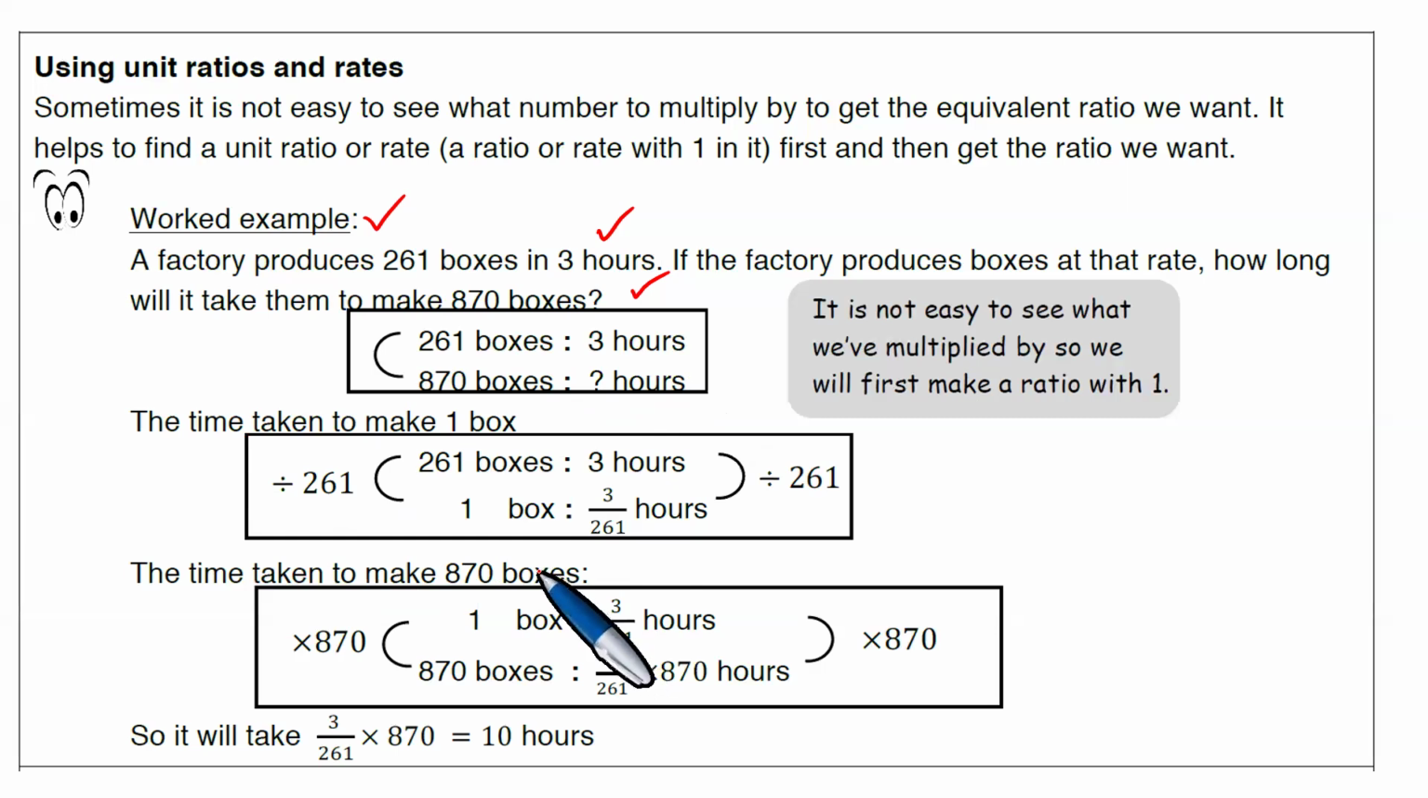How much time is needed to make 1 box? The time to make 1 box would be 3 divided by 261. This is the time taken to make 1 box. The time taken to make 870 boxes: you can multiply by 870 here and there. So 870 boxes will be made in 3 out of 261 hours times 870 hours. Therefore it will take 3 divided by 261 times 870, and this is exactly 10 hours.